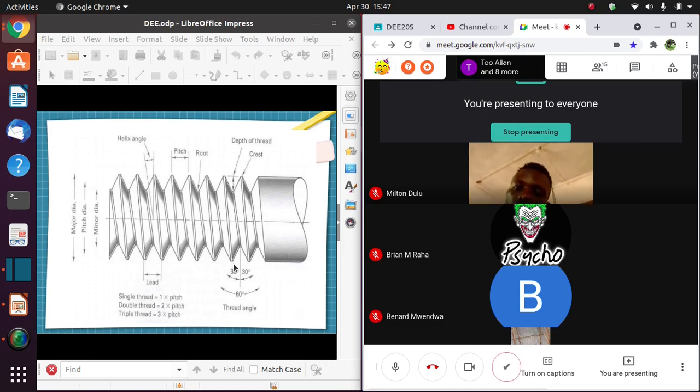Sawa. Now, thread angle is the angle that is formed by two successive threads. Zikipatana, that angle that is formed is known as the thread angle. Now, depending on the types of threads that you are making, because you have so many types, you'll find that this thread angle differs. Kwa mfano, this is a V thread, a metric V thread. The thread angle is 60 degrees.